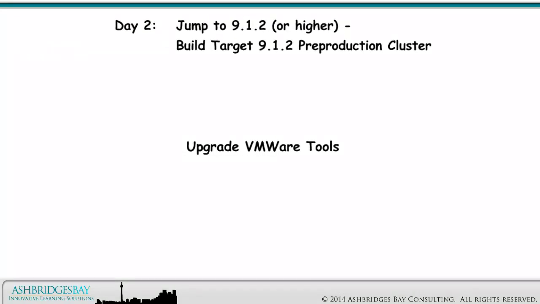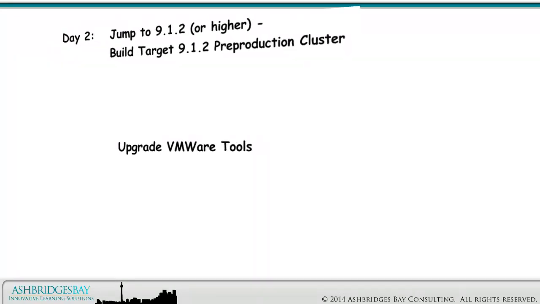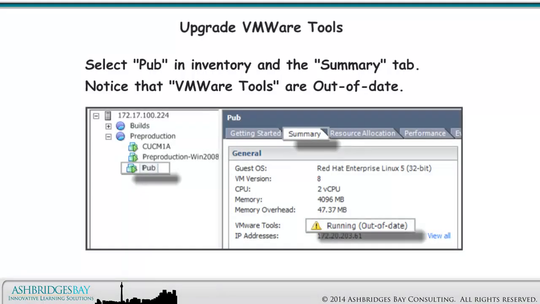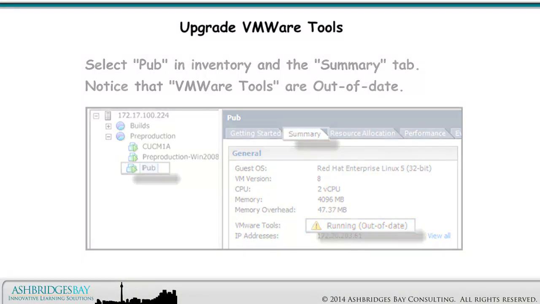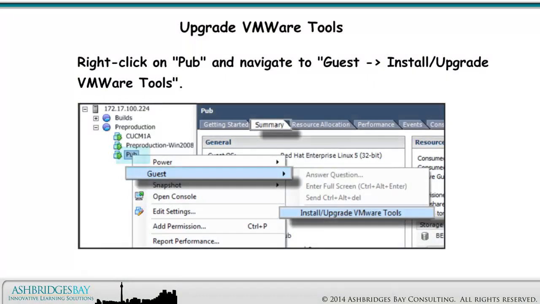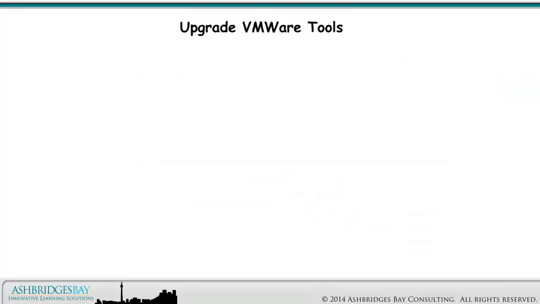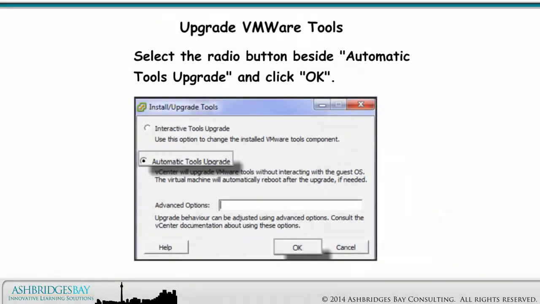We'll finish by upgrading VMware Tools. Select Pub in Inventory and the Summary tab. Notice that VMware Tools are out of date. Right-click on Pub and navigate to Guest, Install/Upgrade VMware Tools. Select the radio button beside Automatic Tools Upgrade and click OK.